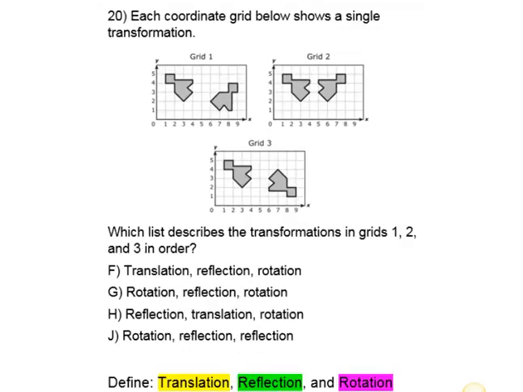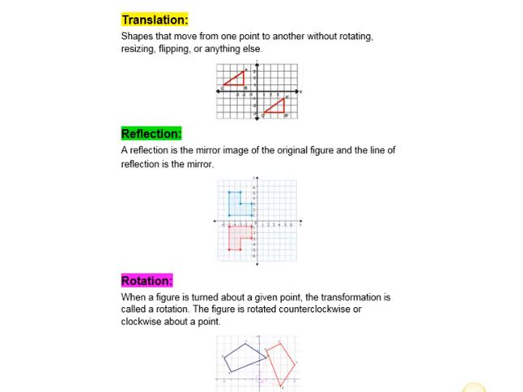Now, looking at the answer choices, and it's in no particular order, let's define what translation is, what reflection is, and also rotation so that we can choose the correct answer. At the top, translation, we just had a problem that talked about translation. And again, the definition for translation is shapes that move from one point to another without rotating, resizing, flipping, or anything else. Okay, that's translation.